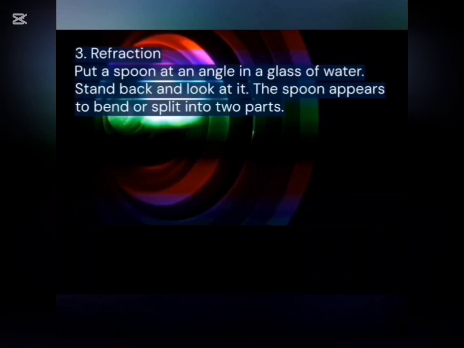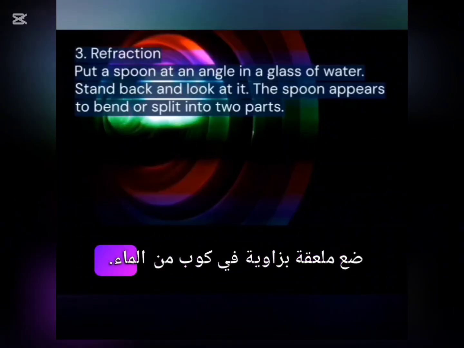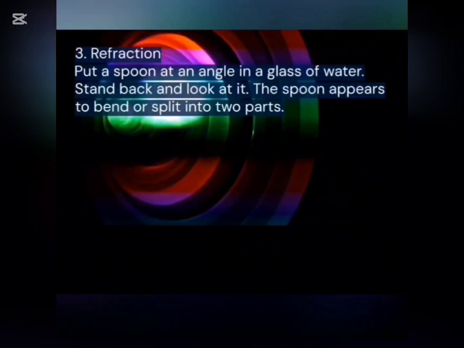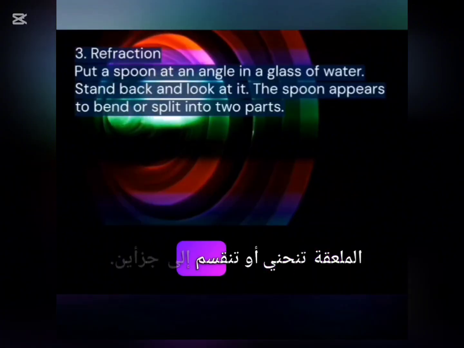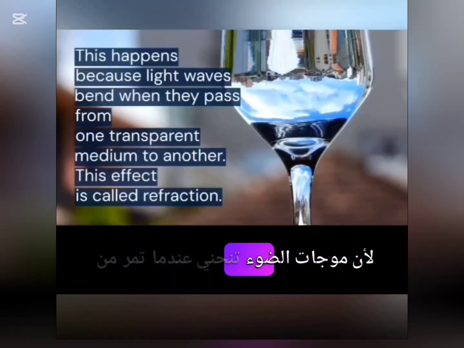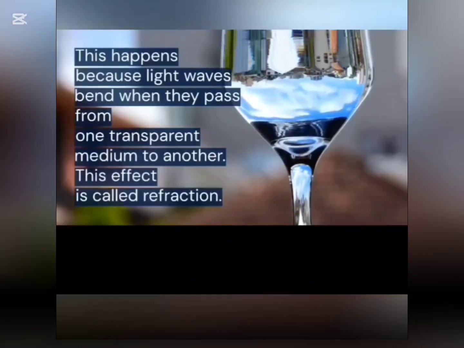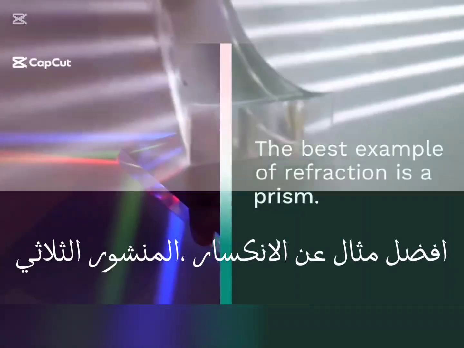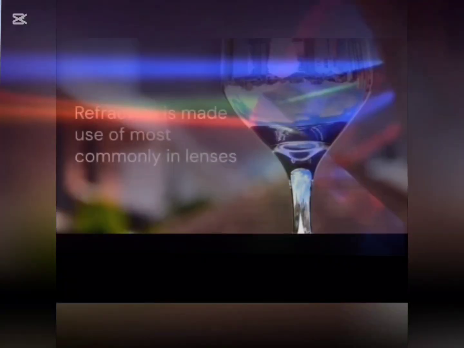Refraction. Put a spoon at an angle in a glass of water. Stand back and look at it. The spoon appears to bend or split into two parts. This happens because light waves bend when they pass from one transparent medium to another. This effect is called refraction. The best example of refraction is a prism.